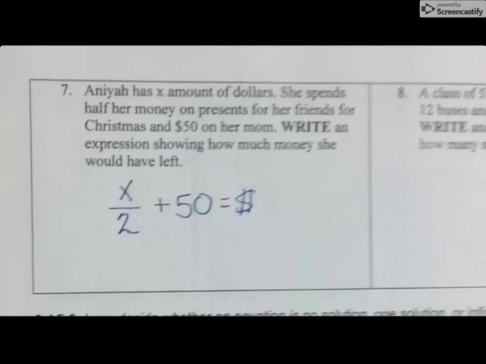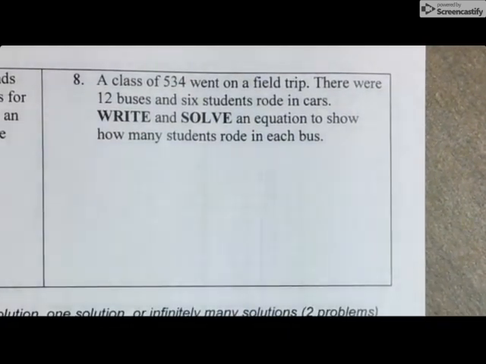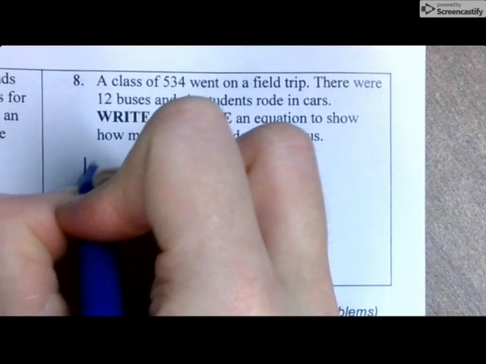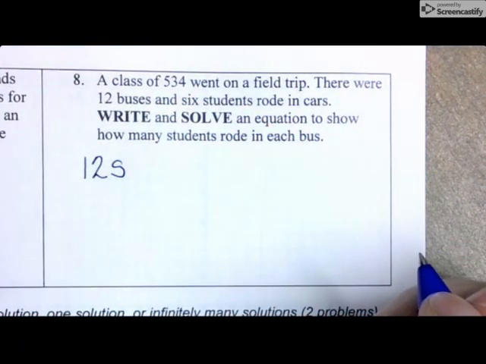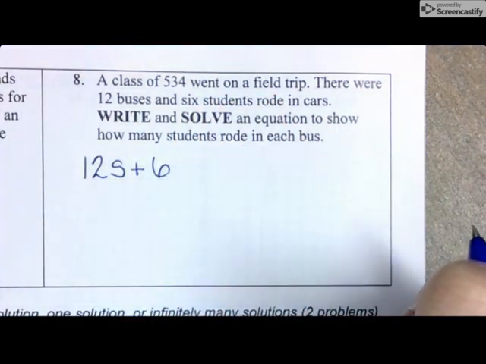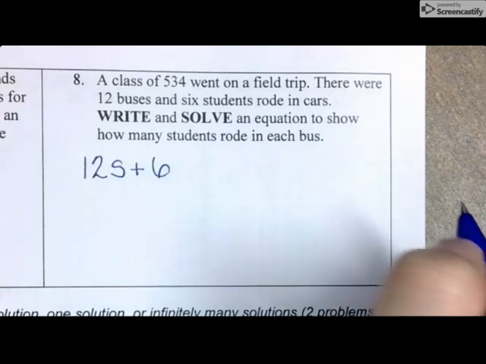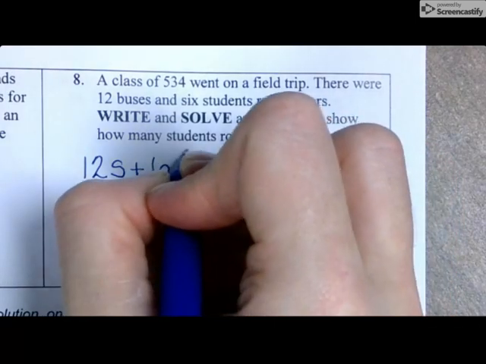Okay, so for 8, a class of 534 went on a field trip. There were 12 buses and 6 students rode in cars. Write and solve an equation to show how many students rode in each bus. So we have 12 buses, and they are filled with a certain amount of students. Plus, we have the 6 students who rode in cars, and that's going to equal my total of 534.